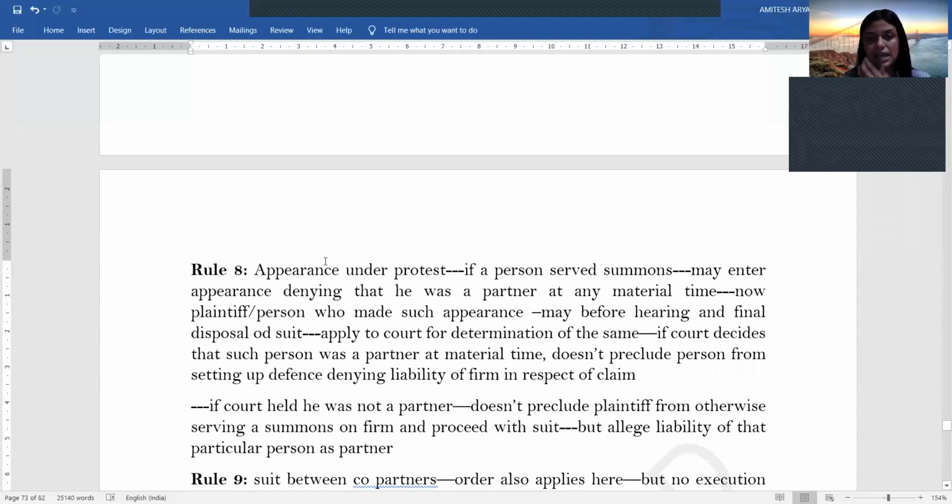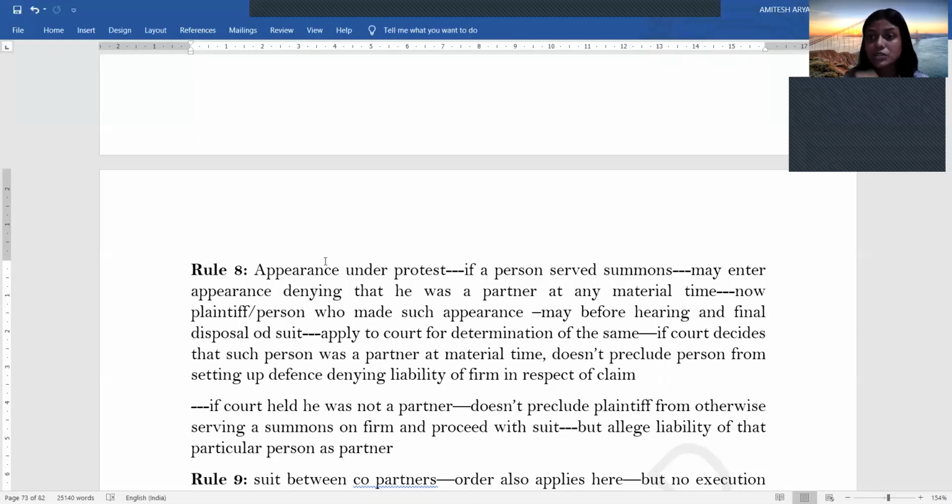Rule number 8 is about appearance under protest. Here, for example, if I am under the control and management of a particular partnership, and I was served a summons and it was assumed that I'm a partner, I may enter an appearance in the court that I was never a partner at any material time. Now, whoever has made such an appearance, before the hearing and final disposal, will apply to the court to determine whether I'm a partner or not.